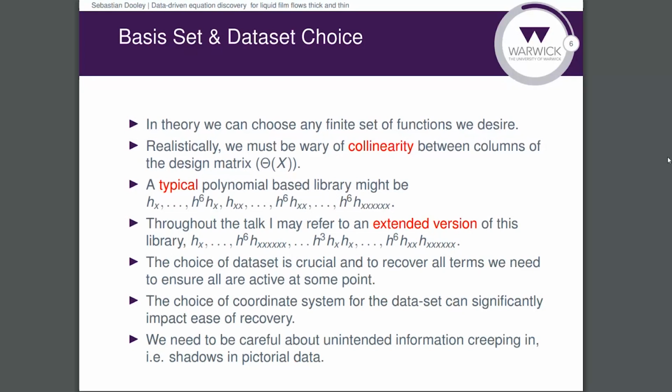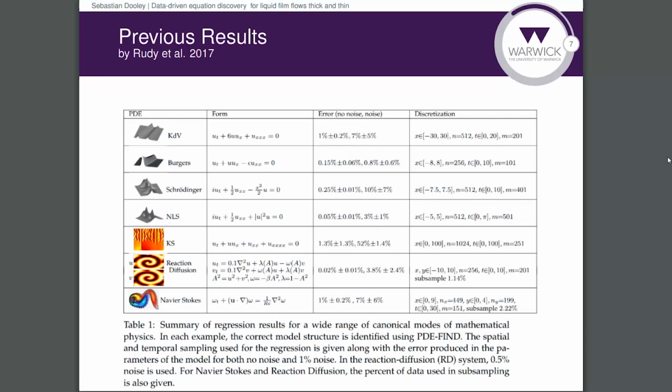The choice of coordinate system is a nice sub-problem that I won't go into today, but basically how you represent your data can affect how easy it is to get equations out. And you need to be very careful about what's actually in your data. For example, there was a group of people who tried to derive an equation to describe the motion of a pendulum. They took videos of the pendulum and there were shadows in the back of it. So when they put it into the equation discovery algorithm, it was basically trying to fit the motion of two objects because they forgot to account for shadows existing. So be careful with that.